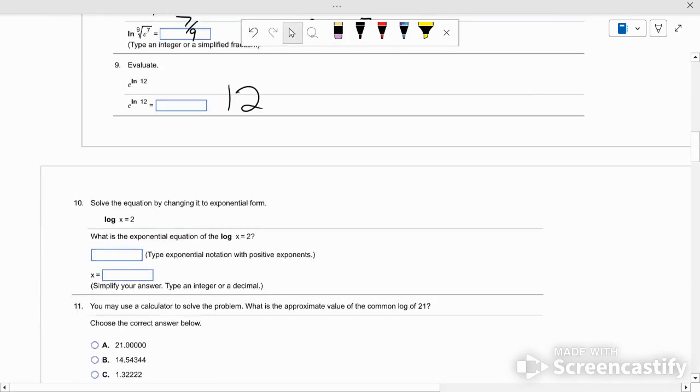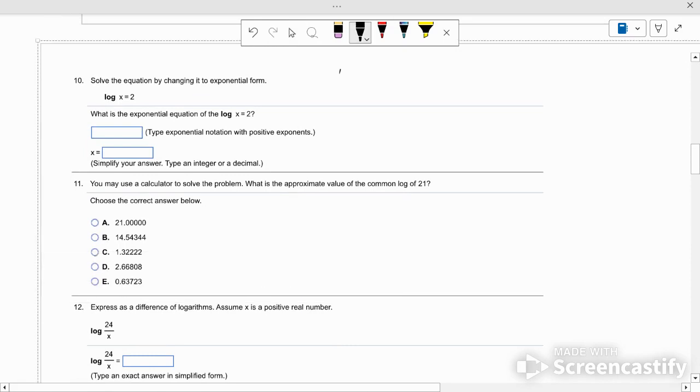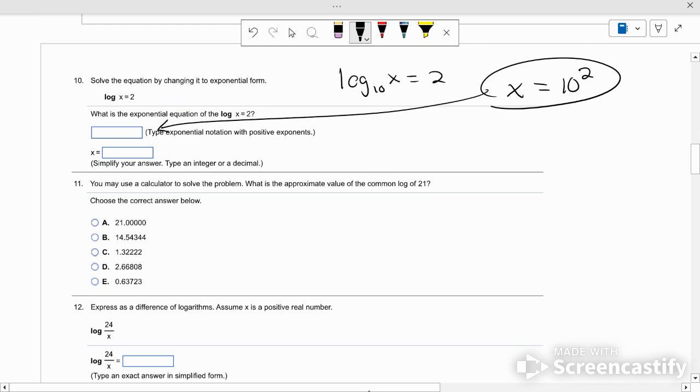12. What's the base of a common log? 10. So this is log base 10 of x equals 2. So x equals 10 to the 2nd power. So that's what you'd write here. You wouldn't have the x equals, I suppose. It would just be 10 squared. And 10 squared is 100.